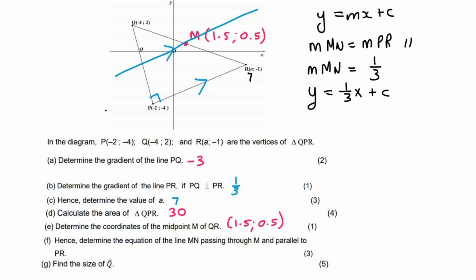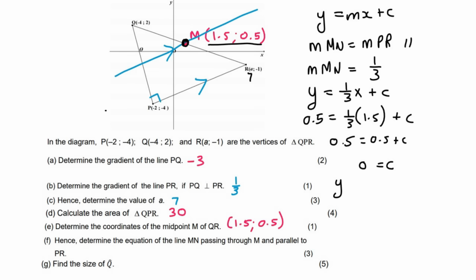And then to find c, we would have to plug in any point on this line. Now, of course, the point we could use would be the point m, which is 1.5 and 0.5. So the 0.5 is the y, and the 1.5 is the x value. And there we go. Now we can say 0.5 is equal to 0.5. And so c is actually 0. And so the equation is going to be y equals a third x.